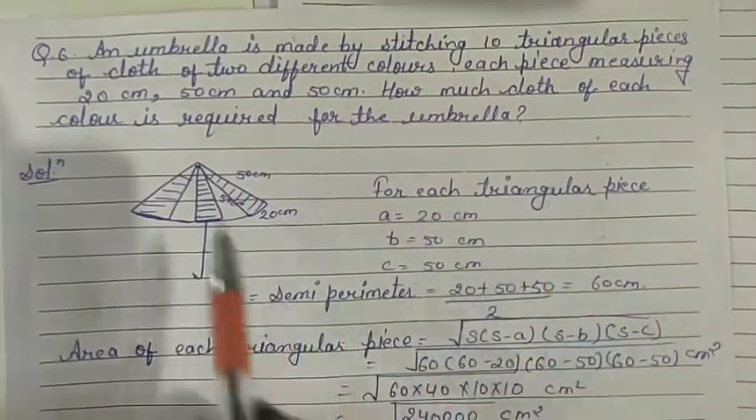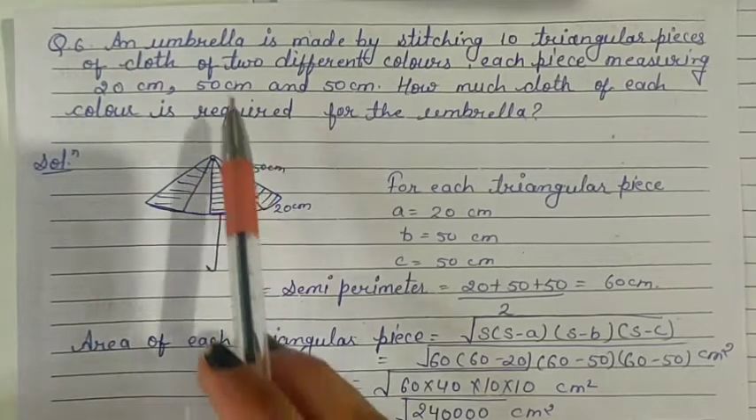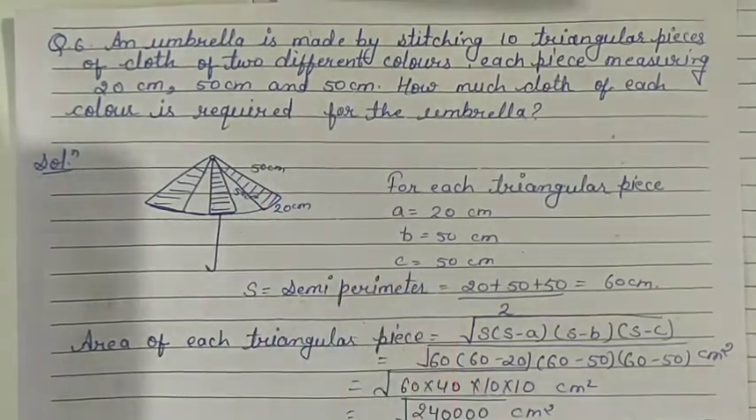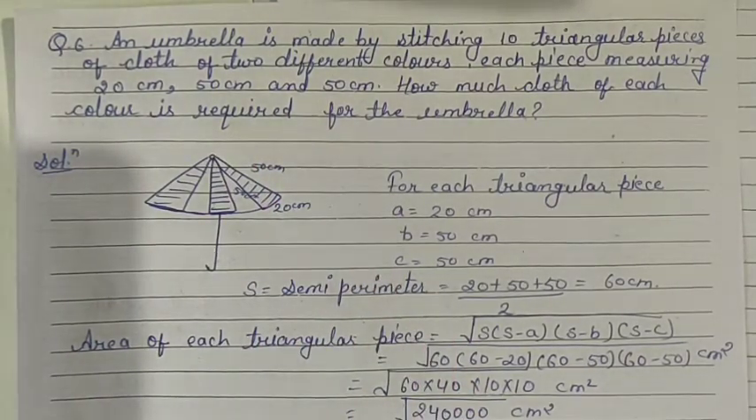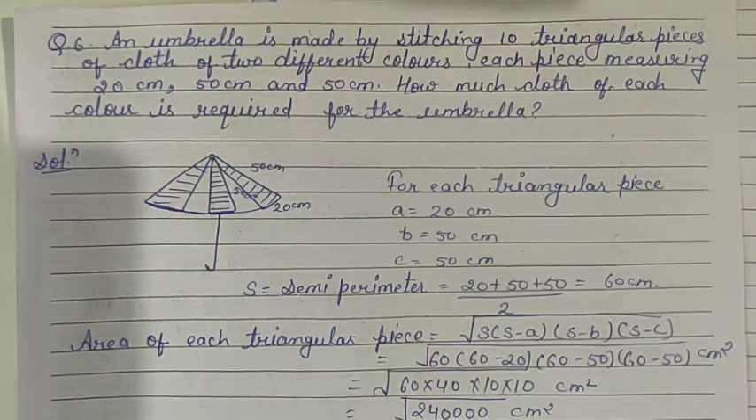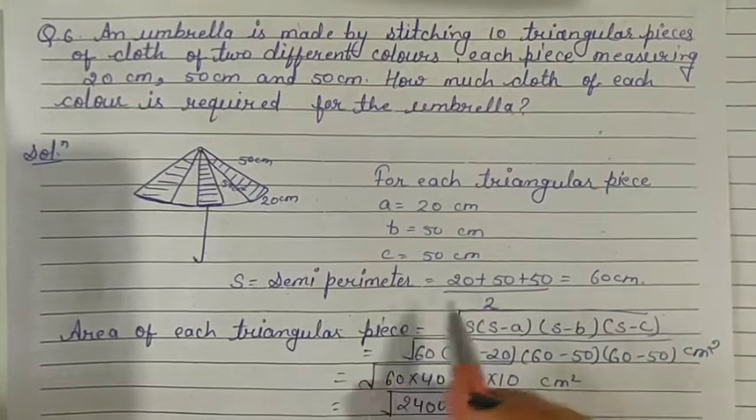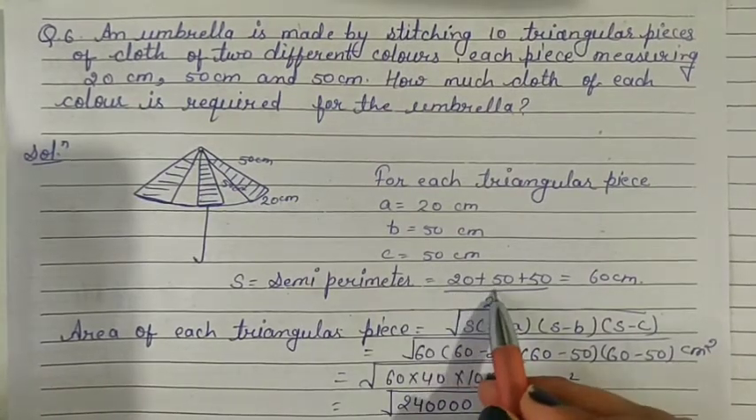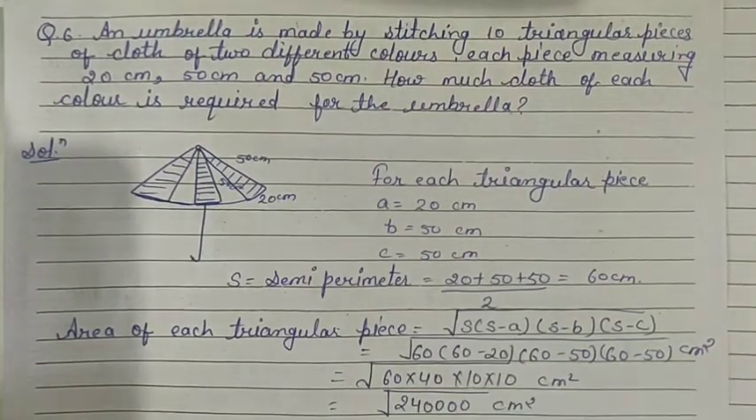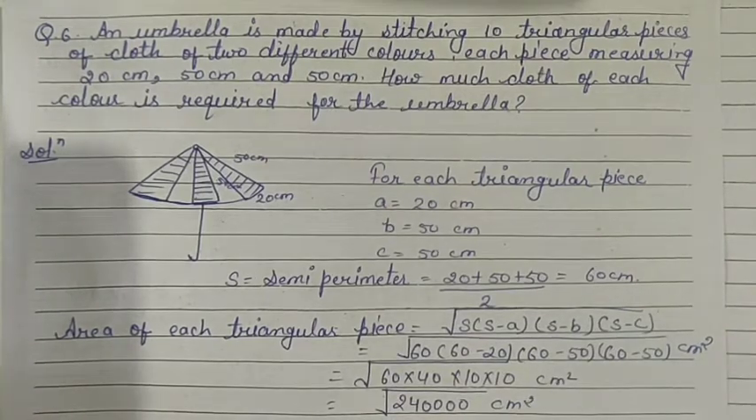For each triangular piece, a is given 20 centimeter, b is 50 centimeter, and c is 50 centimeter. So for Heron's formula, firstly we will find s, and s is the semi-perimeter. So s is equal to (20 plus 50 plus 50) upon 2, and that is equal to 60 centimeter.